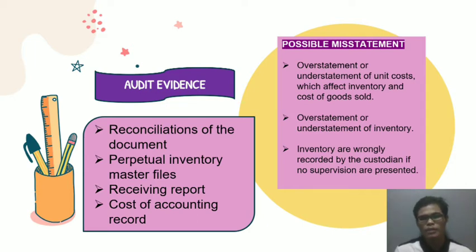So what are the possible misstatements that might occur? The first one is overstatement or understatement of unit costs, which affects inventory and cost of goods sold. The second is overstatement or understatement of inventory. And the last one is that inventory might be wrongly recorded by the custodian if no supervision is present.